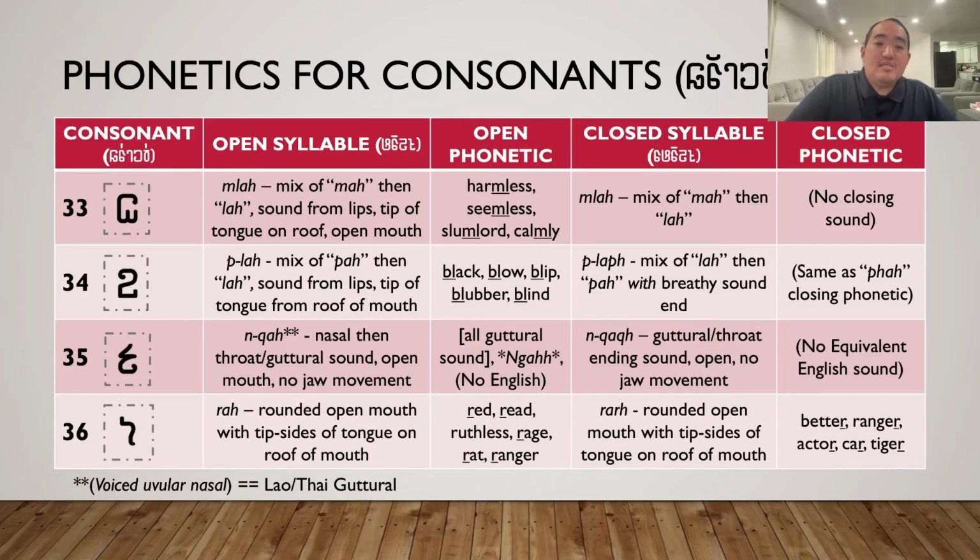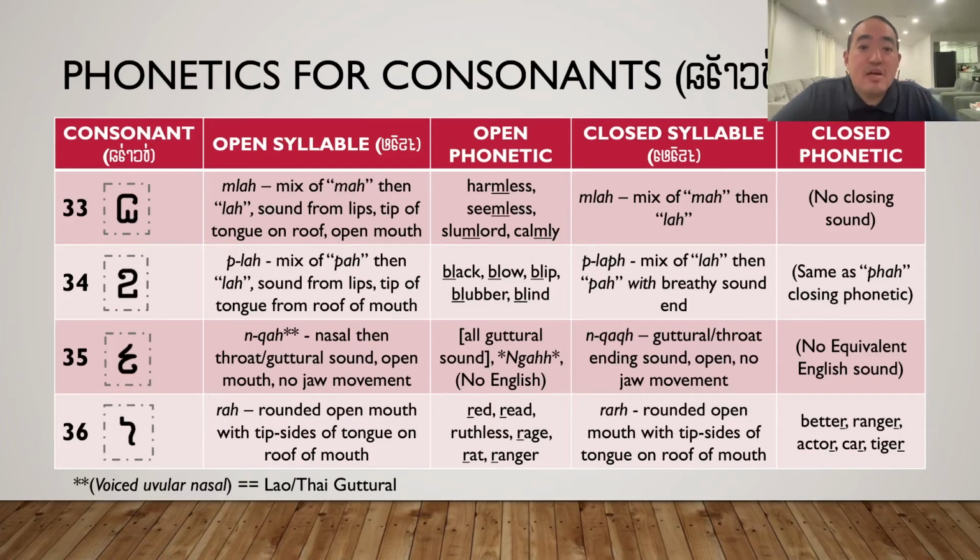So we're on to our last set of consonants. Now number 33 is pronounced mla. As you'll see here, there's an open syllable and a closed syllable, but it says there's no closing sound, so we could just skip the closed syllable. For the open syllable, it's a mix of the word ma, the number one consonant in order, and then la. It'll be a mix of ma and la all together. So mla, mla.